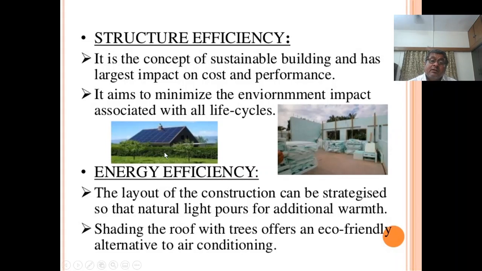Here you can see the rooftop has solar panels. And here the rooftop has green trees or green shrubs, green plantation on it to reduce the cost of air conditioning. So heat is absorbed by plants and the slab or the roof doesn't get very hot.